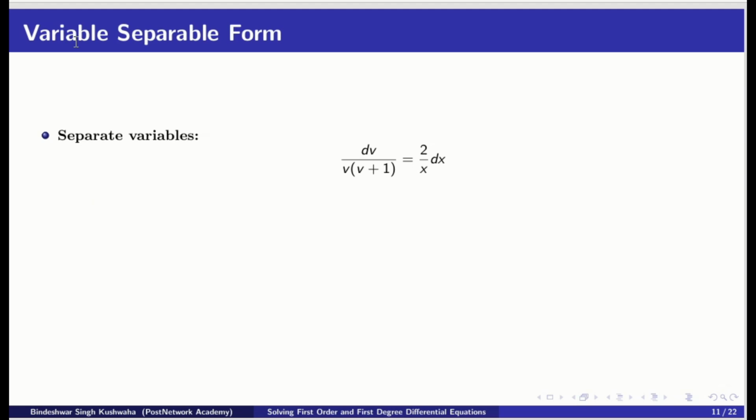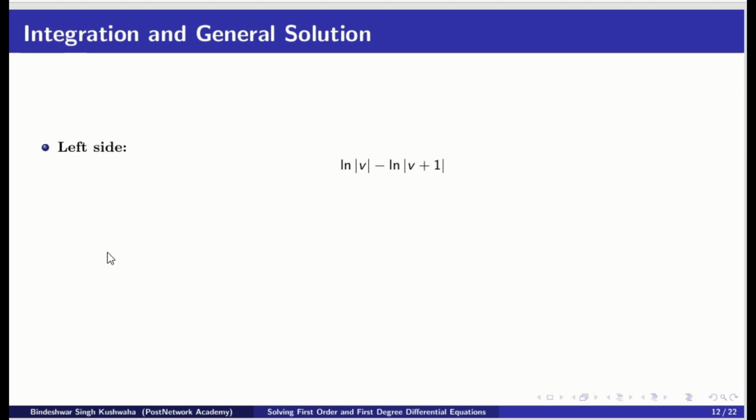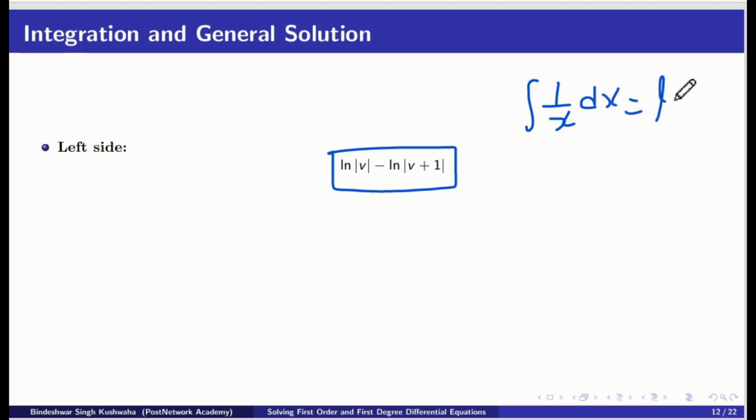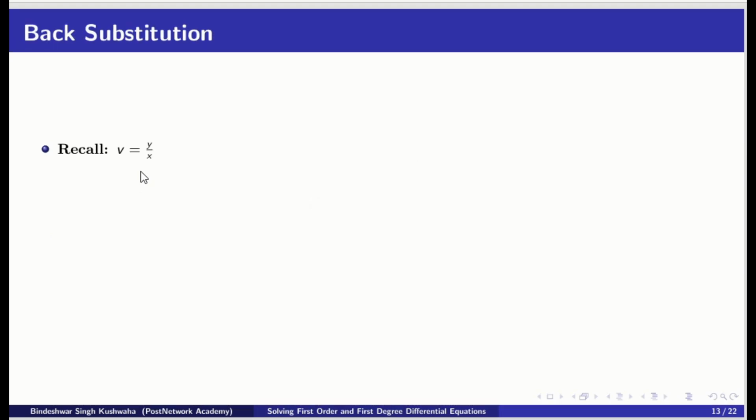Thereafter we will separate v terms in dv side and x term in dx side. So now we will integrate. After integrating, on the left side we will get log v minus log (v plus 1), right? Because we know that integration of 1 upon x dx is log x. So the same pattern we are following, the same formula we are using here, and on the right side we will get log cx square. So we will get v upon v plus 1 is equal to cx square.